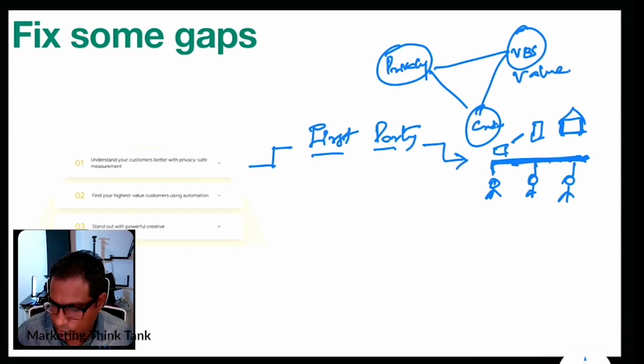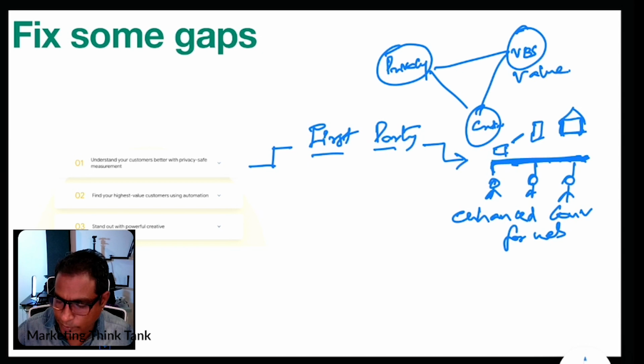So you will start using things like enhanced conversions for web, where the gaps between offline and online data are bridged, and you will get a complete picture as to how many people have converted online, offline. You will start importing your offline data into the online system and get a complete picture.